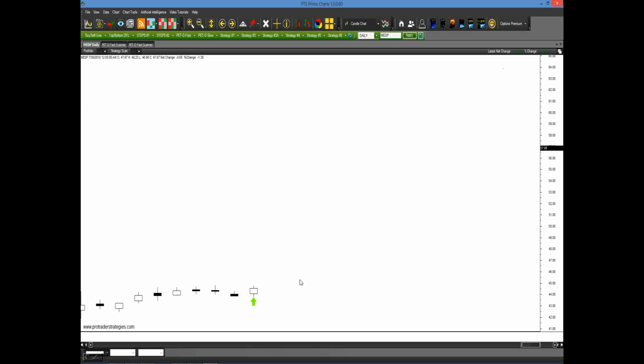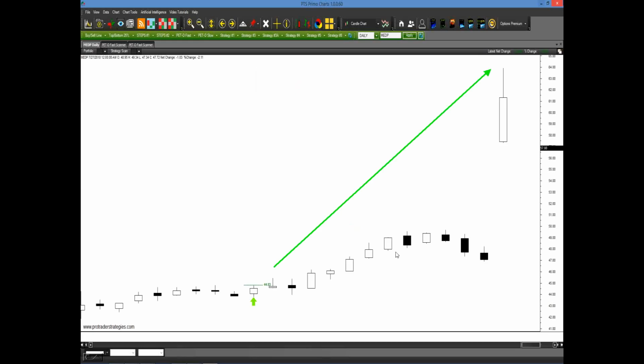All right, let's look at MEDP, okay? Here's another strategy number 4 setup. Doesn't look like much is happening here, so you say, well, how can we buy? Well, wait for confirmation. You'd simply click that on. You would have entered at 44.83 on the very next bar, and eventually the stock took off.